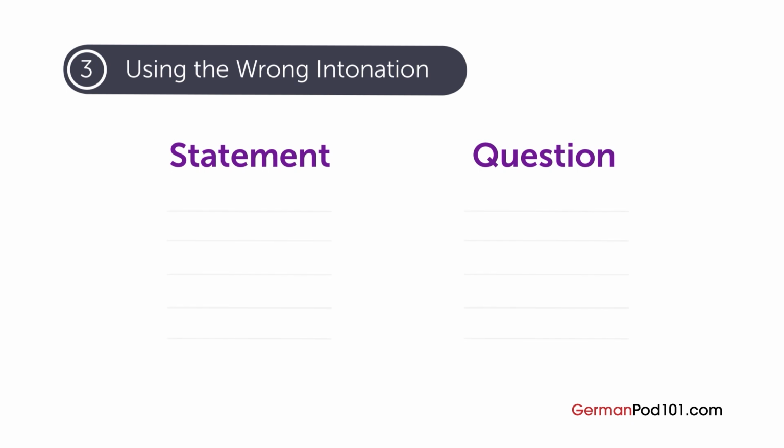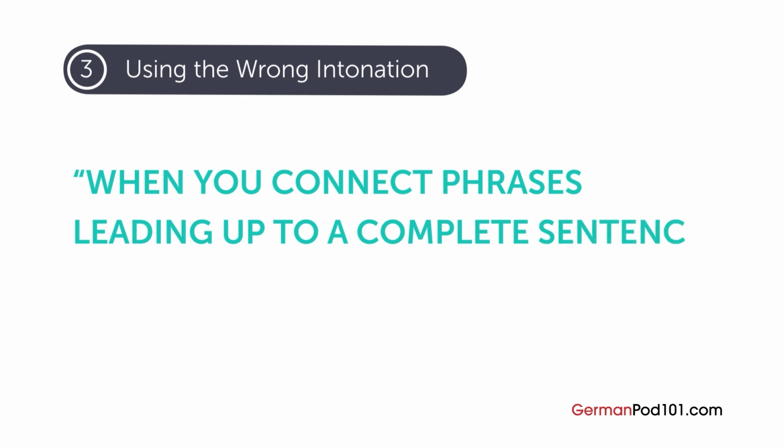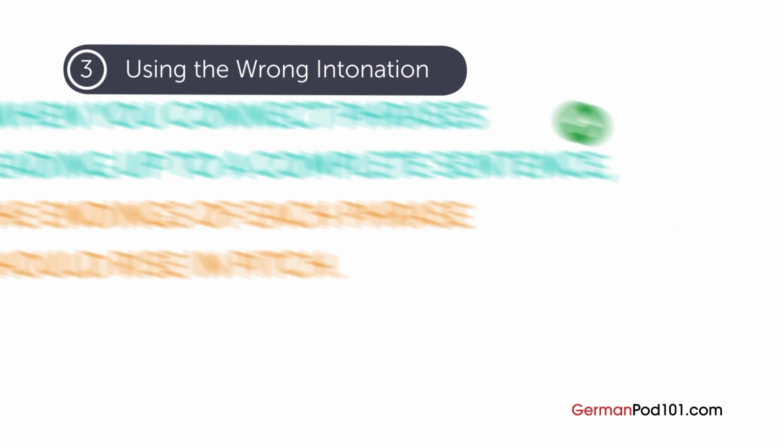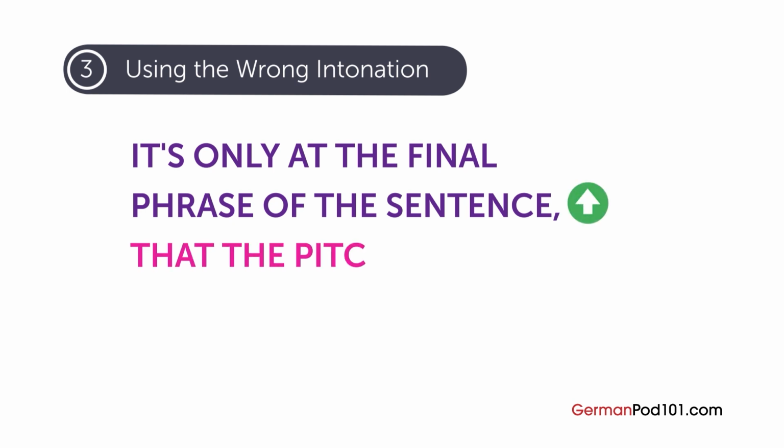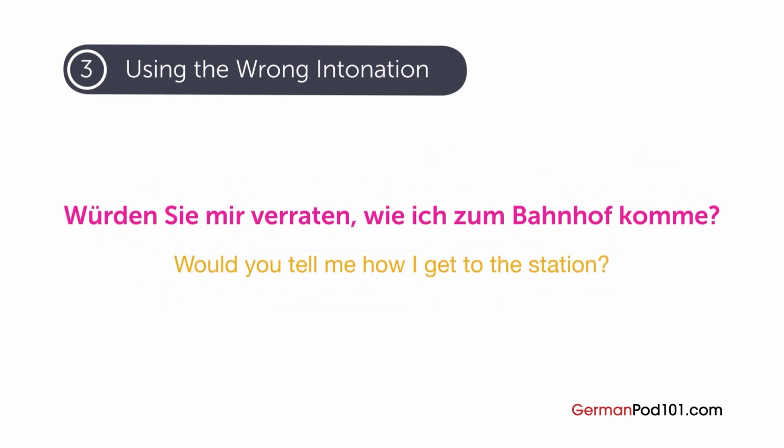Number 3. Using the wrong intonation. Students of German often use the incorrect pitch when saying a complete sentence or question. When you connect phrases leading up to a complete sentence, the endings of each phrase should rise in pitch. It's only at the final phrase of the sentence that the pitch falls if it's a statement. Take a look at this example. Marie macht das Fenster zu, denn ihr ist kalt. Notice how the pitch rises at the end of the first clause and falls at the end of the sentence? Würden Sie mir verraten, wie ich zum Bahnhof komme? Once again, the pitch rises at the end of the first clause, but this time the pitch also rises at the end since it's a question.